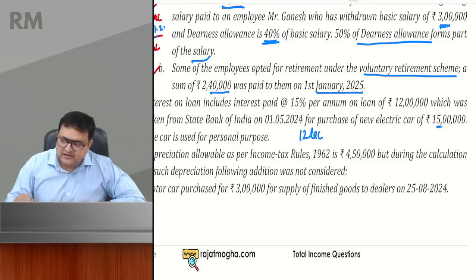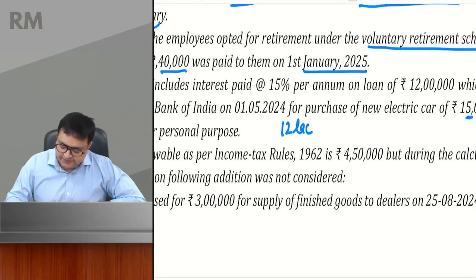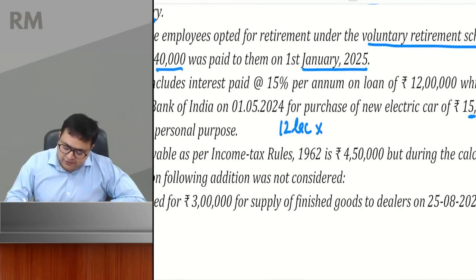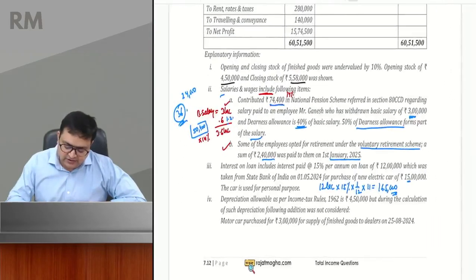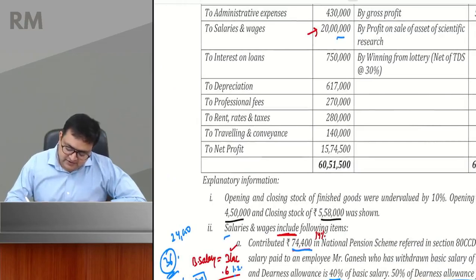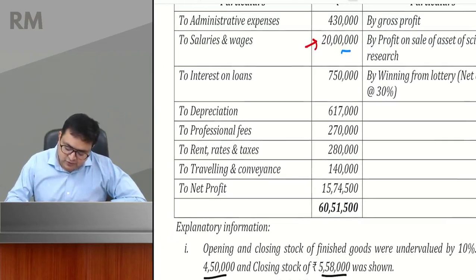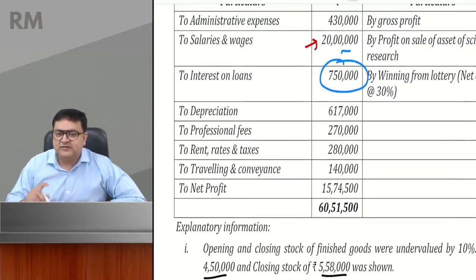See, 15 lakh is the car, but we have taken the loan of 12 lakh. 12 lakh into 15%, for 1 month is 1/12, into 11 months. So you are telling me 1,65,000 is the interest. So it's a personal expense. It is not allowed. So interest on loan, out of this 165, it's a personal expense. We will not allow. Correct, Deepak.